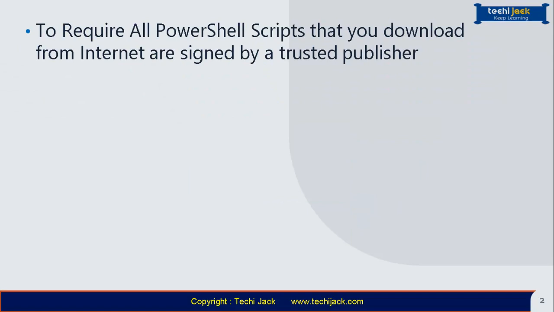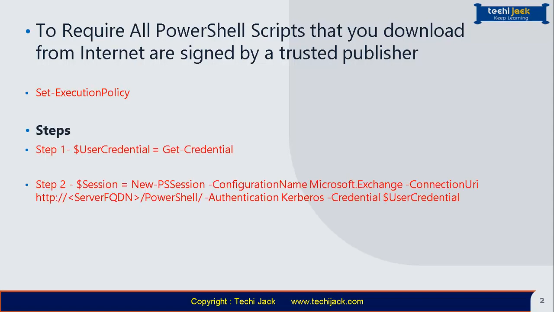To require that all PowerShell scripts that you download from the internet are signed by a trusted publisher, you have to run the Set-ExecutionPolicy command in an elevated PowerShell. And it's a simple 3-step process where you enter the credential, provide the required connection settings, and then import the Exchange cmdlets on your local computer so that you can use the PowerShell session. So let's see how we can perform these steps.